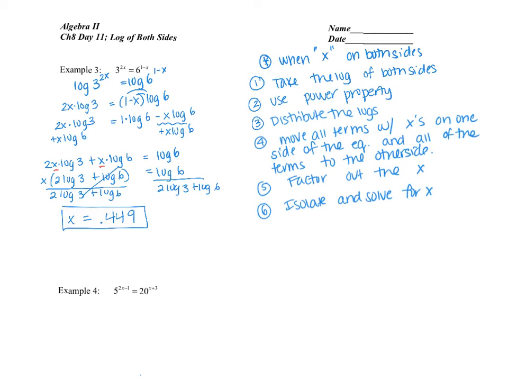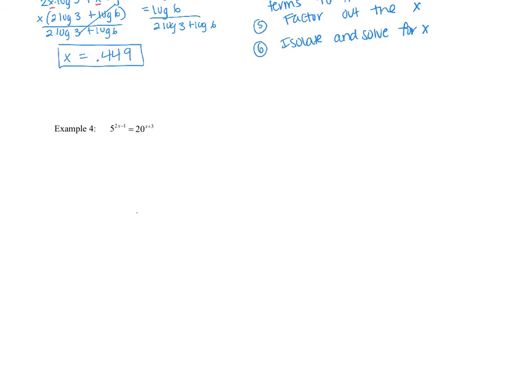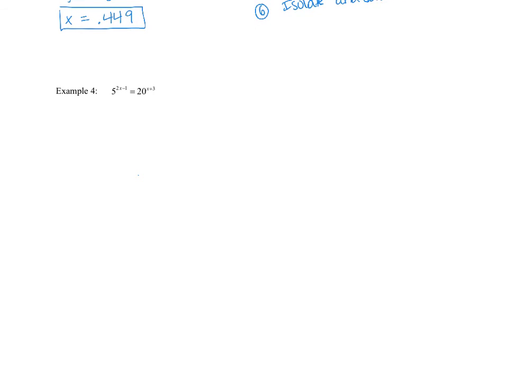Okay, we're going to work through one more example together, and then you guys are going to practice. This example is similar to example 3, but is a little bit tricky as well. So if you take a look at example 3, we have 5 to the power of 2x minus 1 equals 20 to the power of x plus 3. Immediately when I see this, I see that I have a variable on both sides, so it's going to be a little bit more complicated.